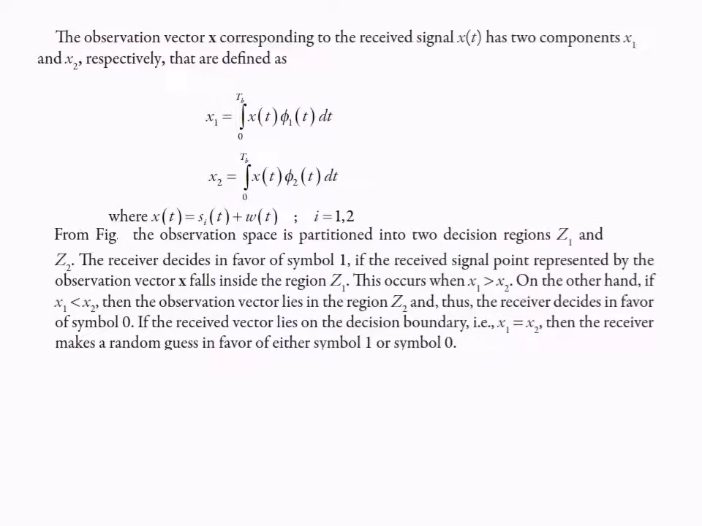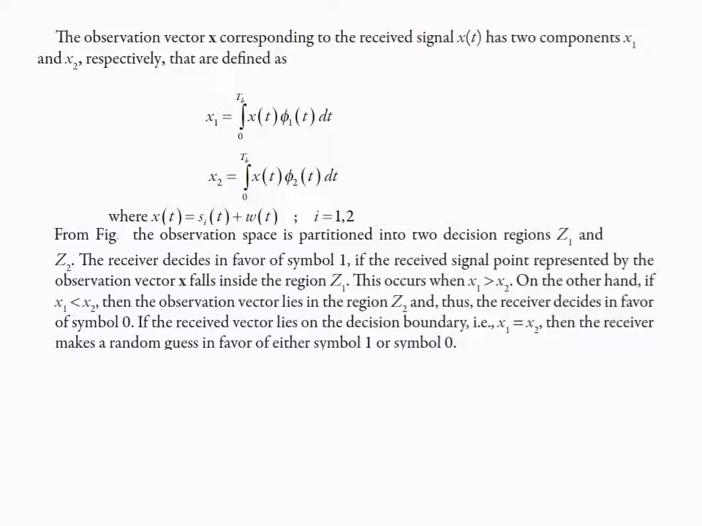Next step is to calculate your observation vector x, similarly, as we have calculated signal vectors S1 and S2. Here we are going to calculate the observation vector x. It has two components because, as we know, we have only two orthonormal basis functions. So by using the analysis equation, we can calculate x1 and x2. Same formula as we have used in calculating the components of signal vectors.